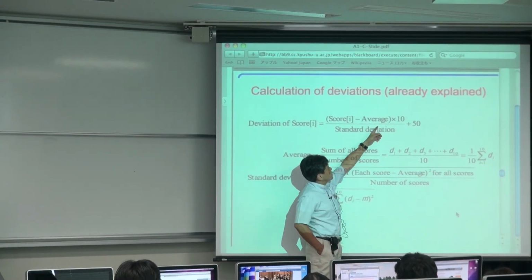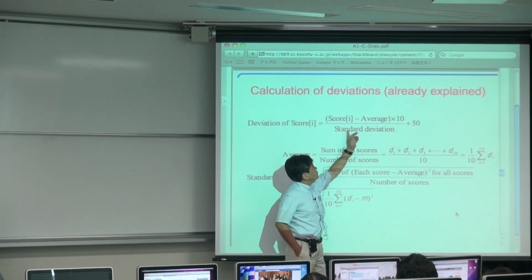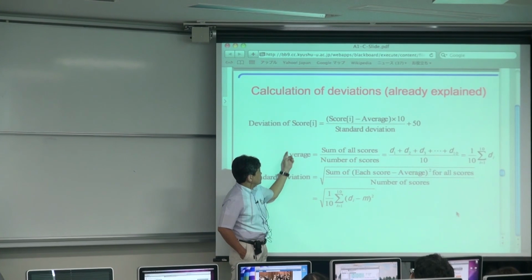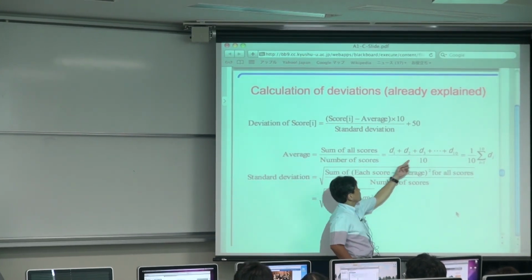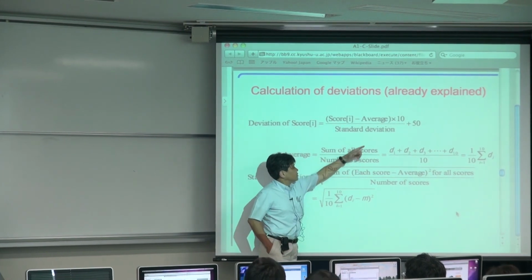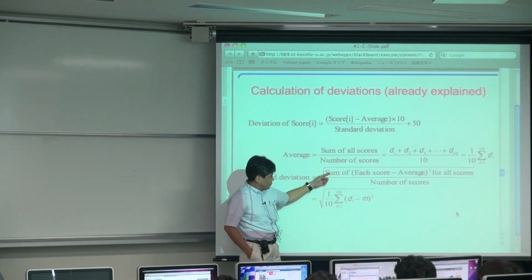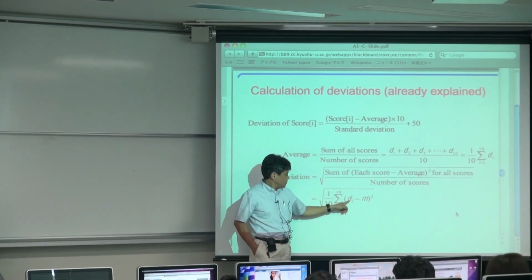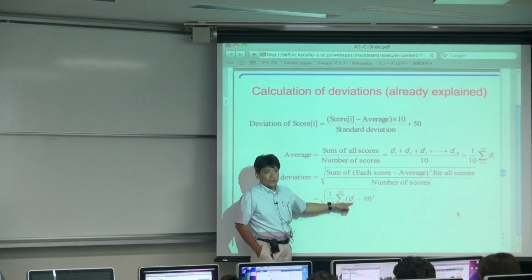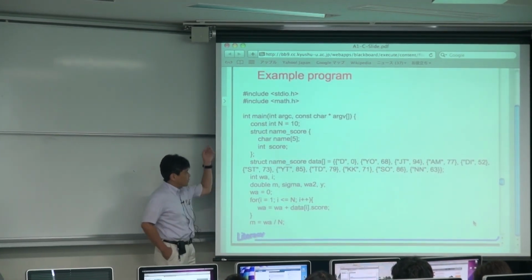Before you calculate this, you have to calculate the average and standard deviation. The average you can calculate like this, and you can also calculate standard deviation using these expressions. Okay? In this case, M corresponds to the average, and DI is each score of the student. So this is a complete program for the previous one.